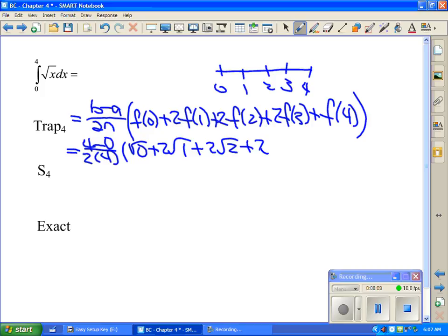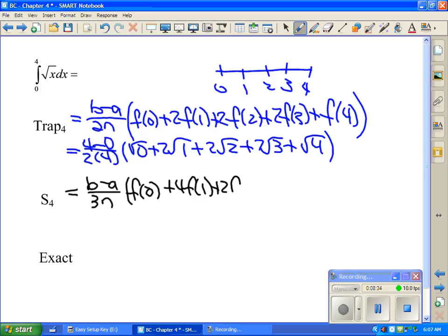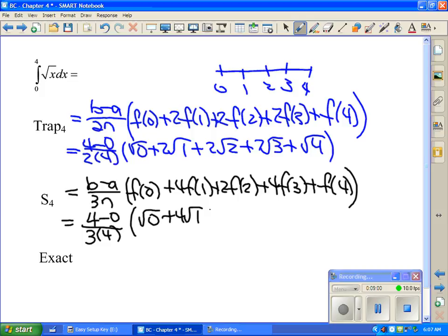Simpson's used parabolas to approximate the area under the function and the x-axis. So Simpson's formula was b minus a over 3n, and the pattern here went 1, 4, 2, 4, and then 1 at the end. So 3, because 3 points are needed to define a parabola. The 4, 2, 4, 2 was to weight it so that basically the middle point got more weight to make the curve. So the setup here for this particular problem would be 4 minus 0 over 3 times 4, square root of 0 plus 4 square root of 1, 2 square root of 2, 4 square root of 3, and square root of 4.